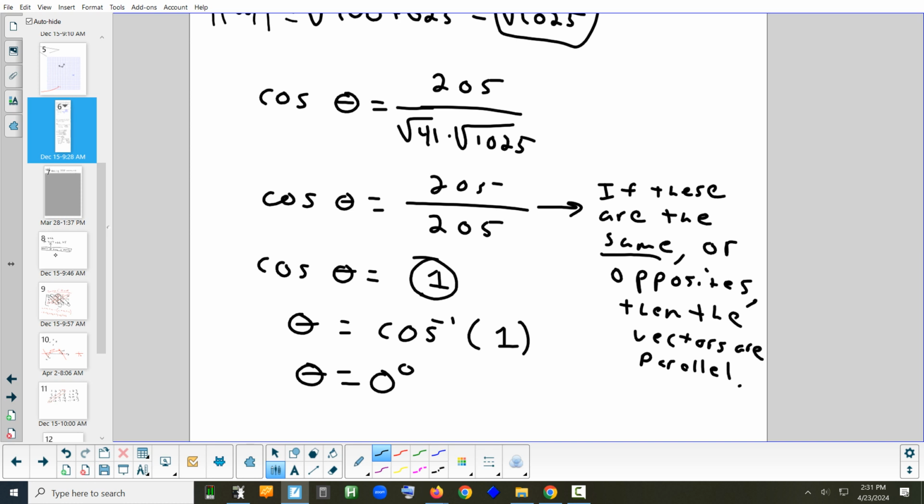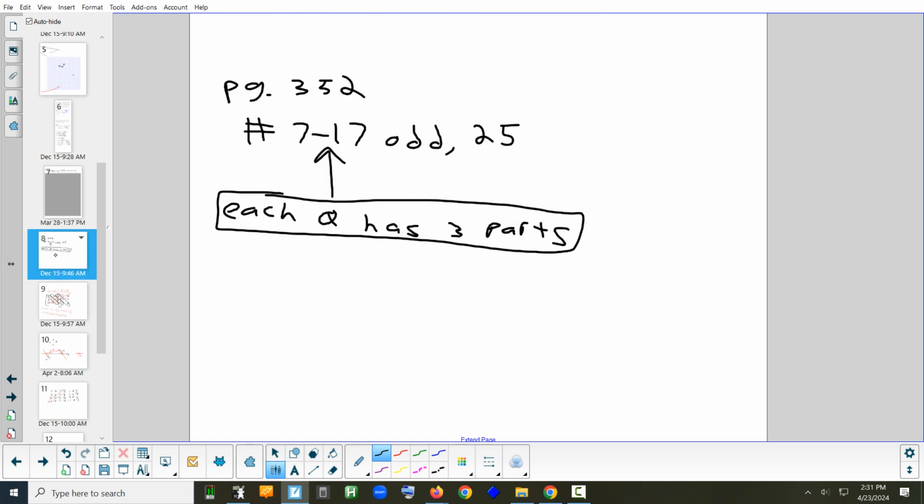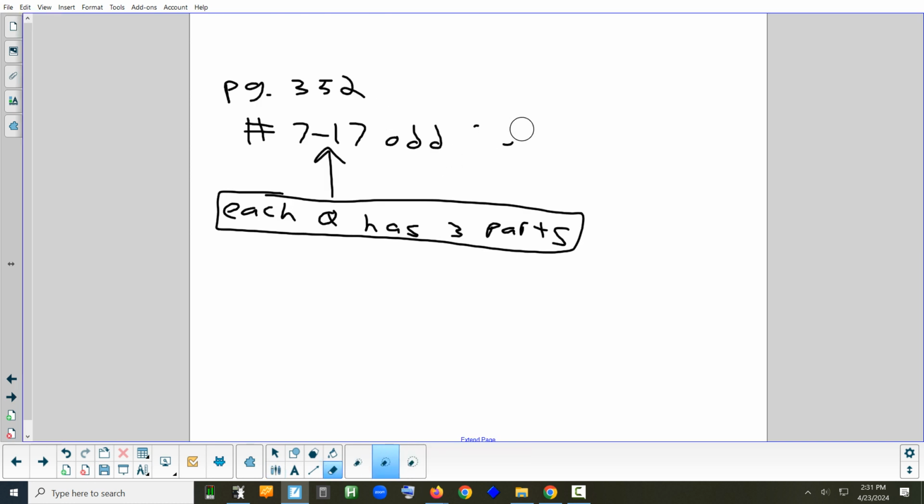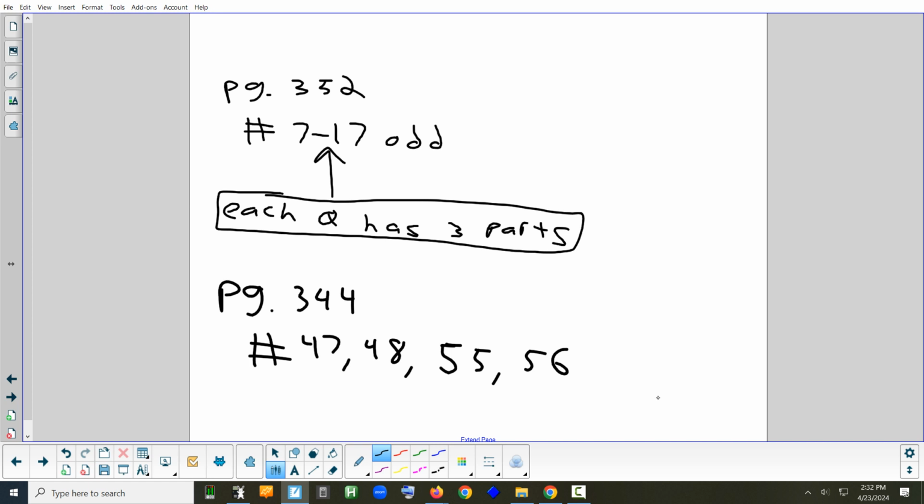All right, I need to adjust the homework a little bit. Actually, that's not going to be 352. Okay, so the homework is both those pages. 352, 7 to 17, odd. So I think that's six questions. And then 344, 47, 48, 55, and 56.